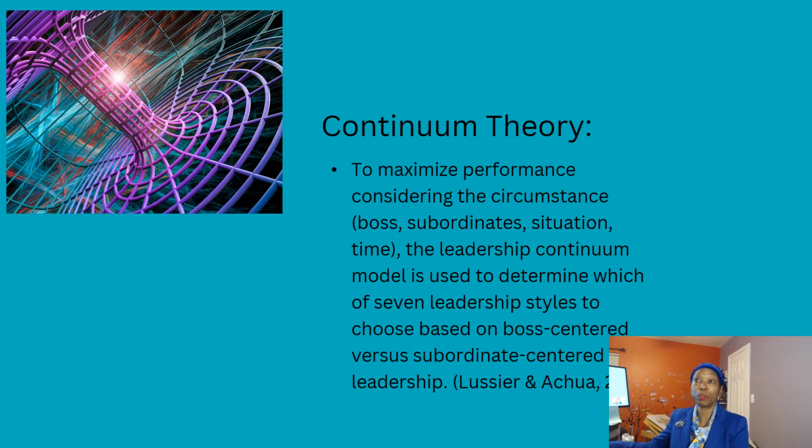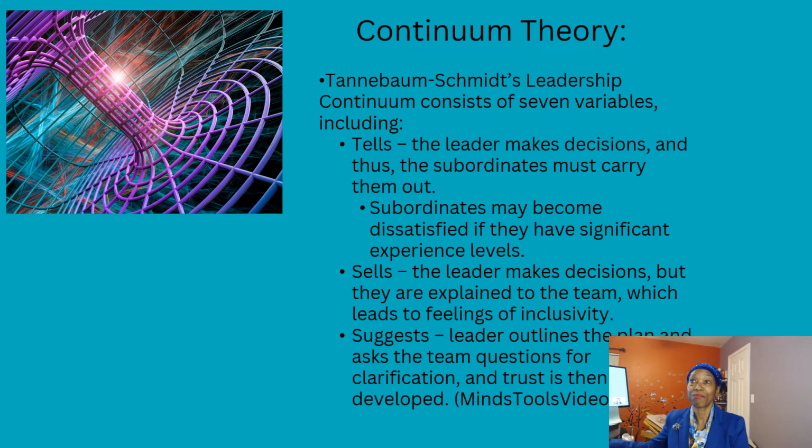The continuum theory is used to maximize performance, considering the circumstance, the boss, subordinates, situation, and time. The leadership continuum model is used to determine which of the 7 leadership styles to choose based on boss-centered versus subordinate-centered leadership. Tannenbaum and Schmidt's leadership continuum consists of 7 variables, and I'll go into them briefly.